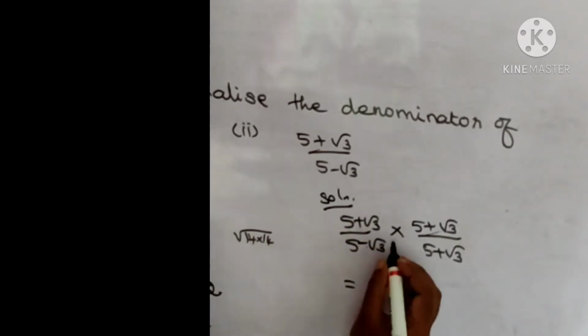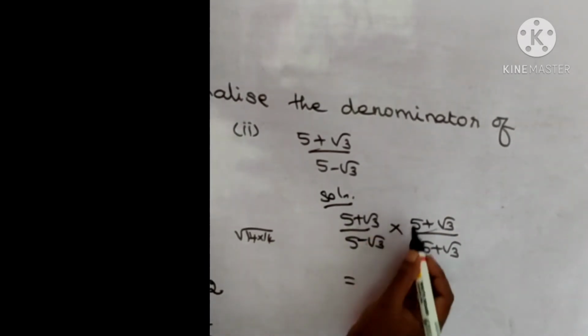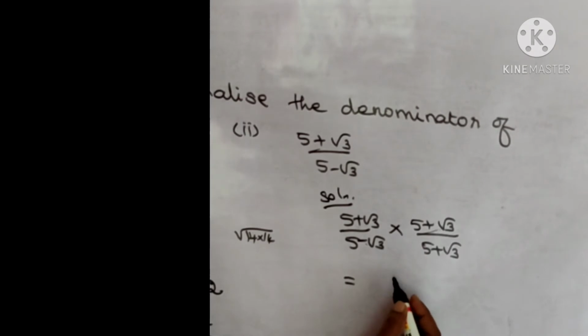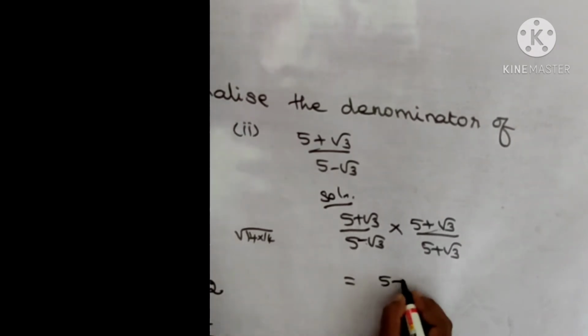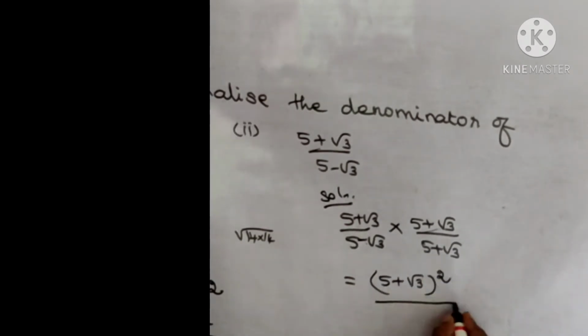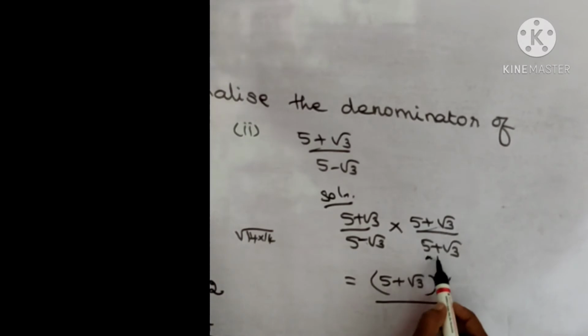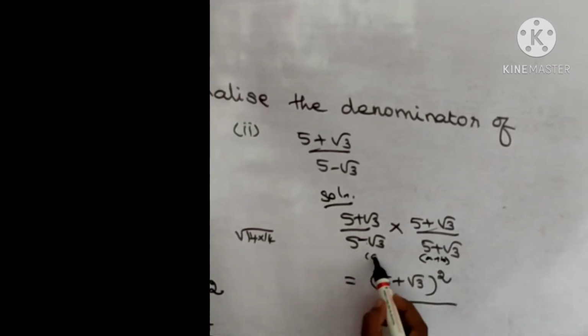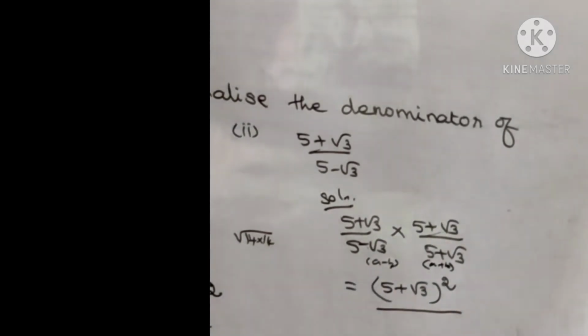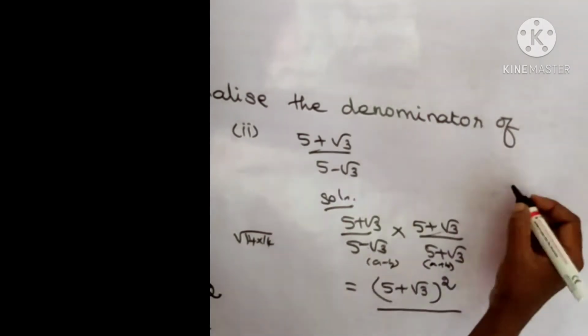So in the product, multiply numerator into numerator and denominator into denominator. So the numerator is 5 plus root 3 two times, so write the whole square. And here a plus b into a minus b is the denominator. Already you know the formula. A plus b into a minus b is, what's the formula?